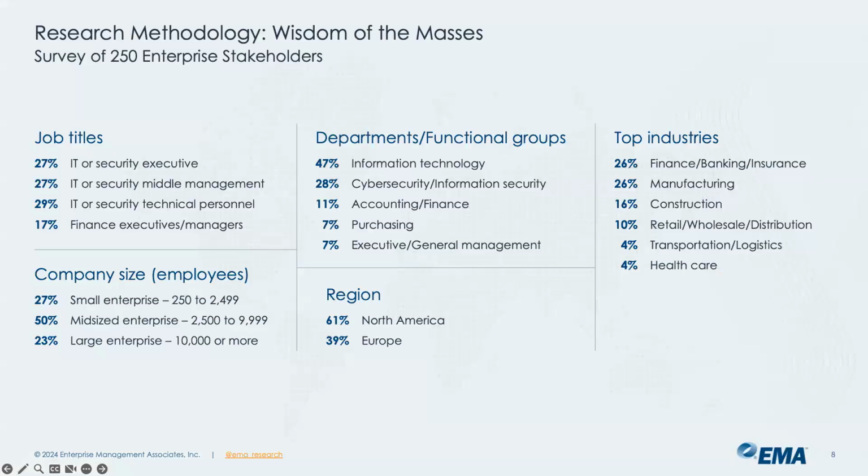So to answer those questions, I surveyed 250 enterprise stakeholders across North America and Europe. That's the United States, Canada, Germany, France, and the United Kingdom. Companies of all sizes, from as small as 250 people up to 10,000 or more, mostly technical personnel or managers of technical personnel, although we do have some finance executives and managers from departments like accounting and finance and purchasing. But mostly it's IT personnel, cybersecurity, information security personnel, all the way from the CIO down to engineering. And a lot of different industries were captured in the survey, but the big ones are listed on the right of this slide. It's a lot of finance, insurance, manufacturing, construction, retail, a little bit of transportation and healthcare.